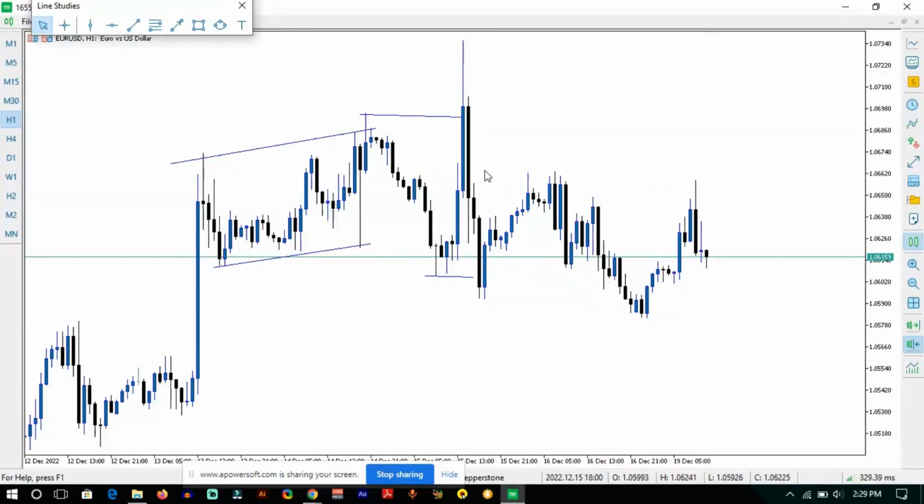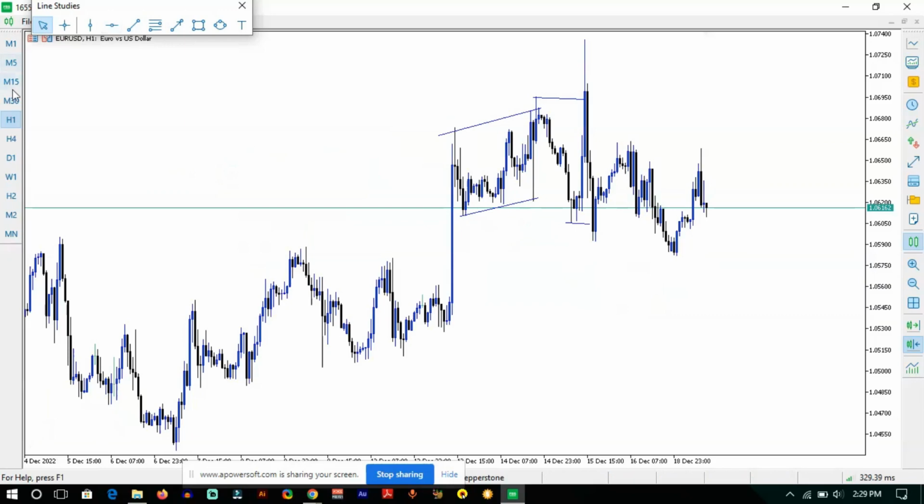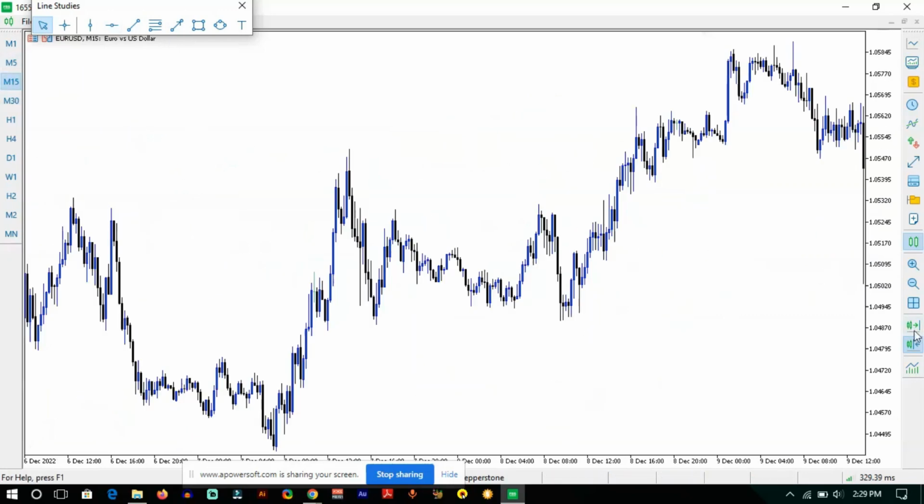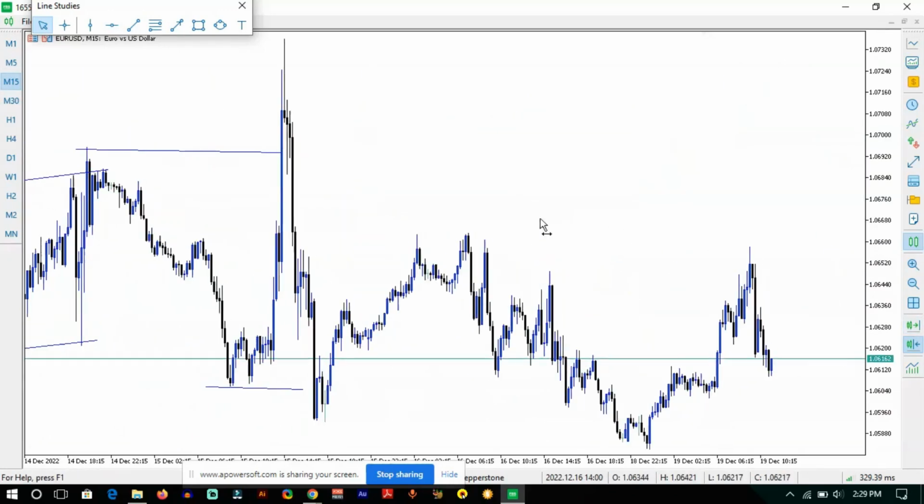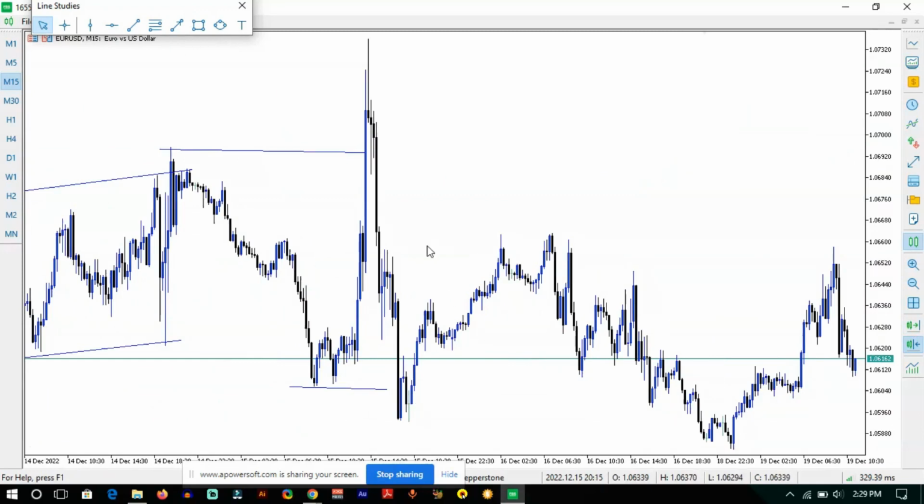Now we are going into order flow. This is H1. What do I do? I go on M15 for Monday. M15. Remember, we broke structure here.